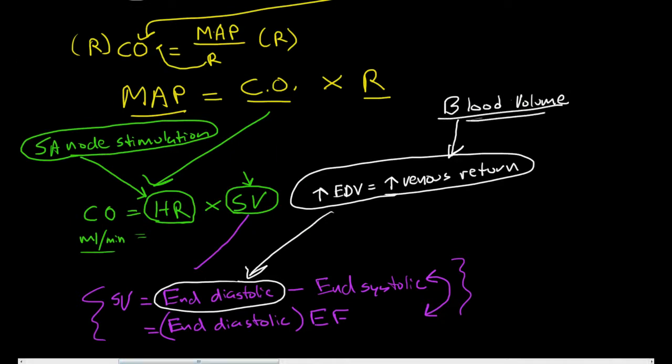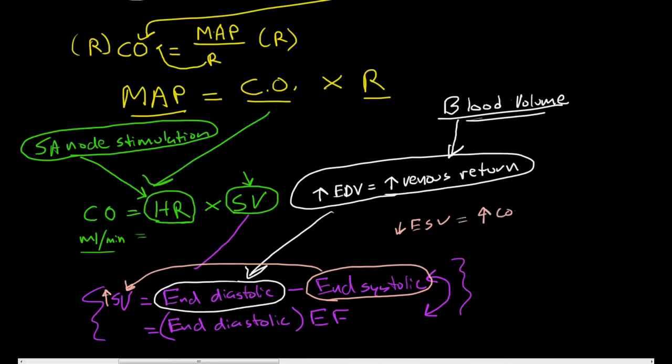Now, end systolic volume, if we are trying to increase stroke volume, we will have to actually decrease end systolic volume, right? So we want to have less left in the ventricle after the ventricle contracts. So to decrease end systolic volume and thereby increase stroke volume, we need to increase the contractility of the ventricle. So the ventricle contracts harder. So we need something that is a positive inotrope.